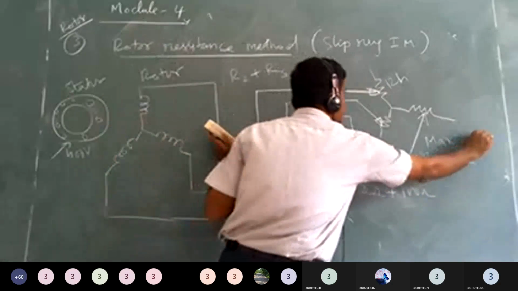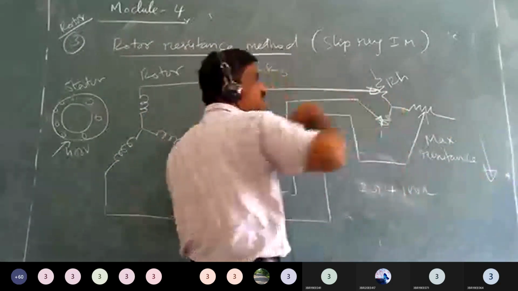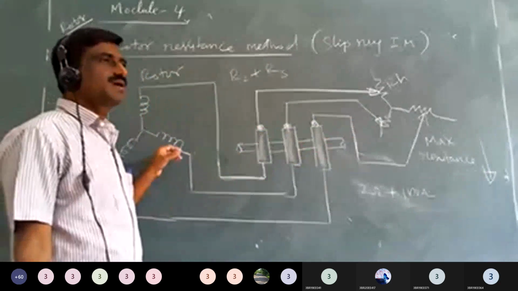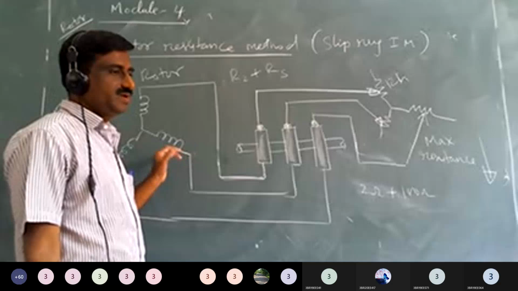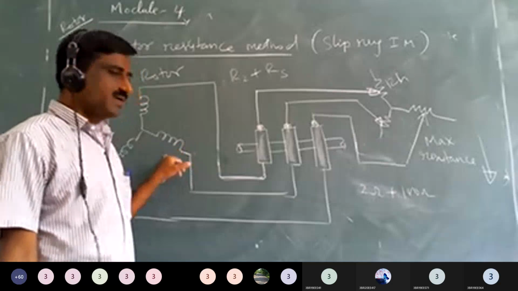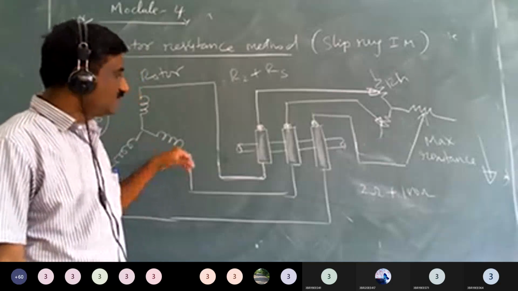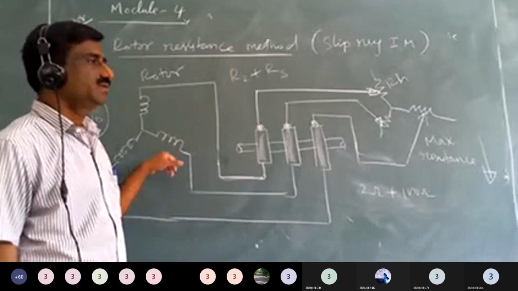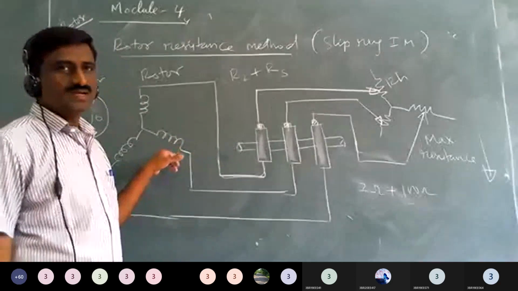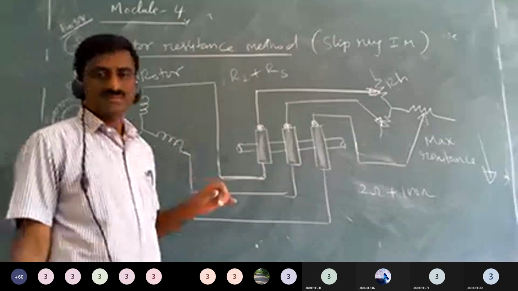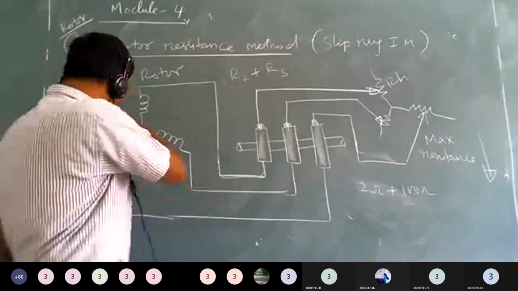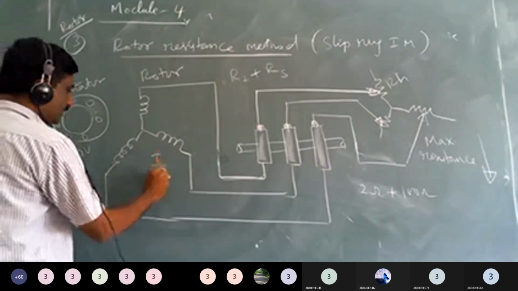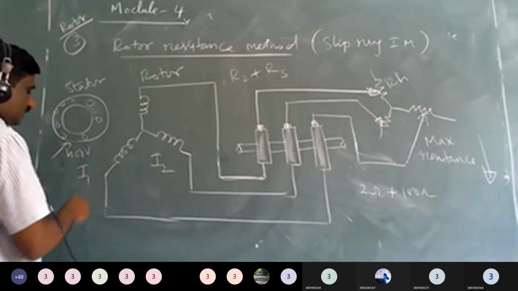Now slowly decrease the resistance. When you decrease the resistance, what happens? Rotor current starts increasing. When the rotor current starts increasing, it starts rotating with high torque. But the rotor current depends on stator current.